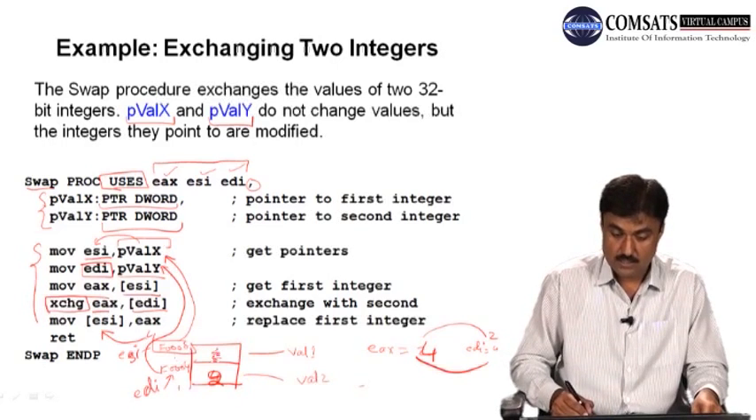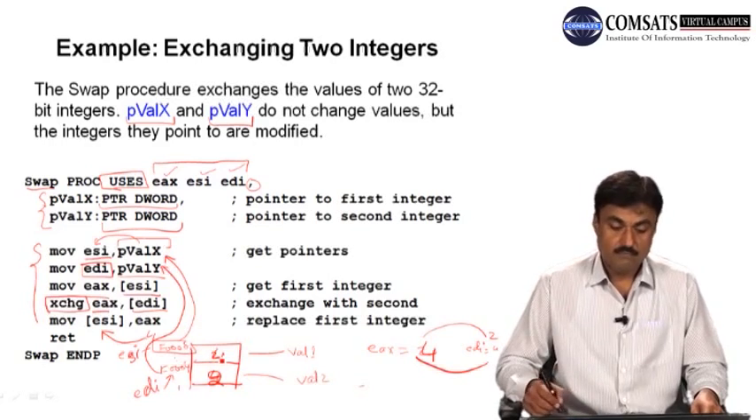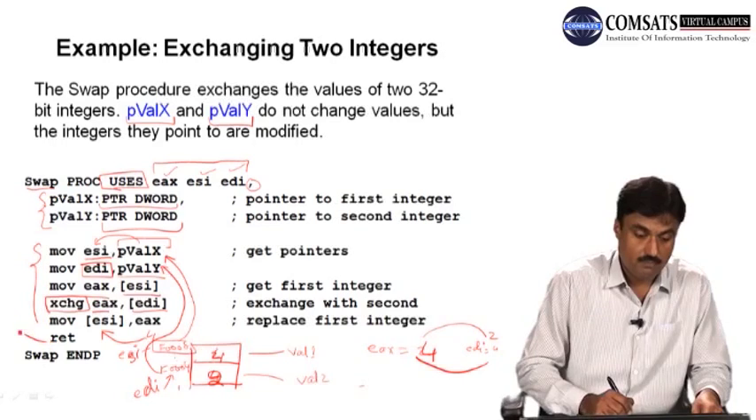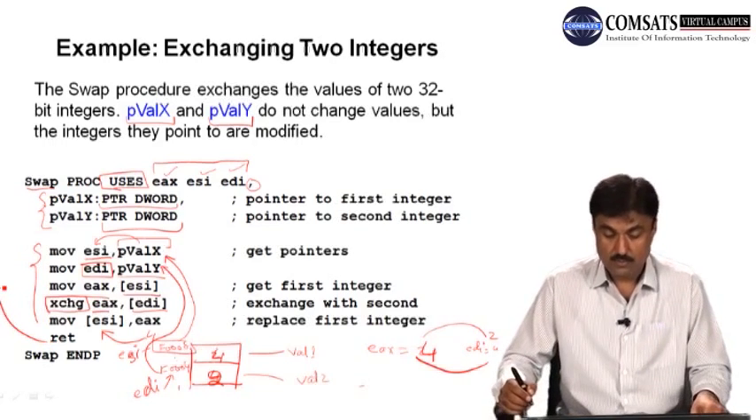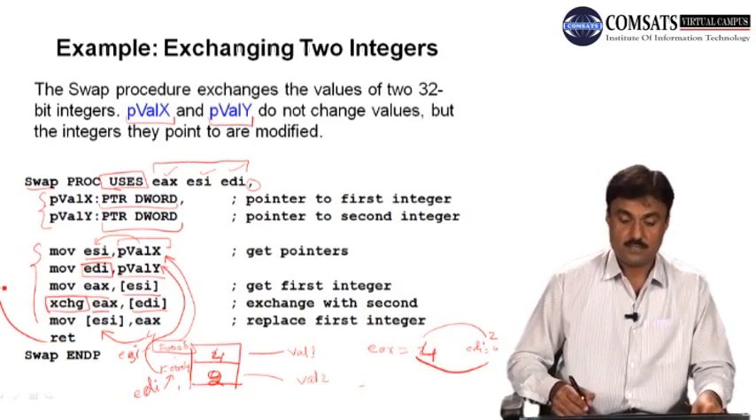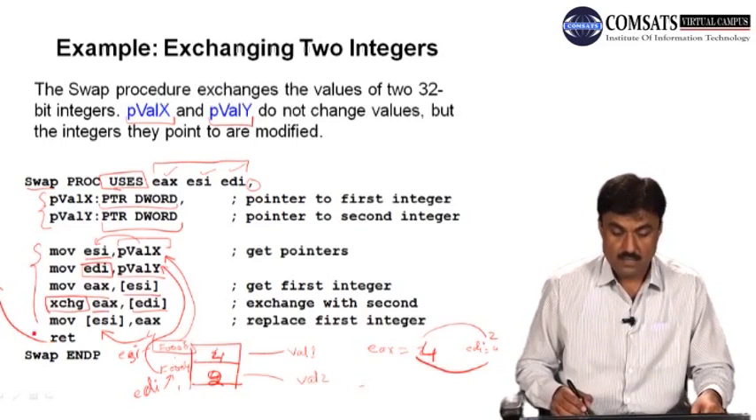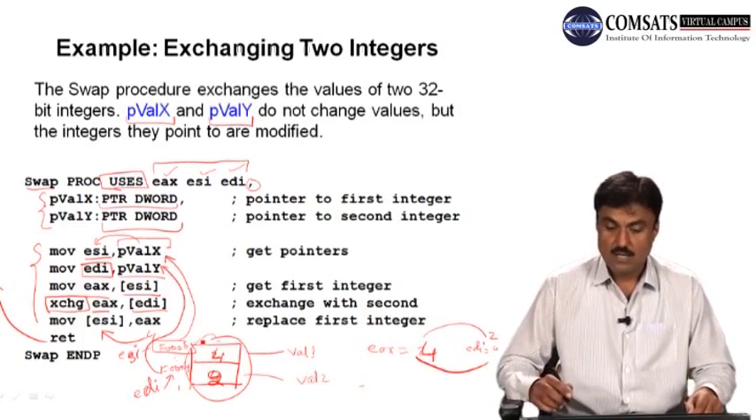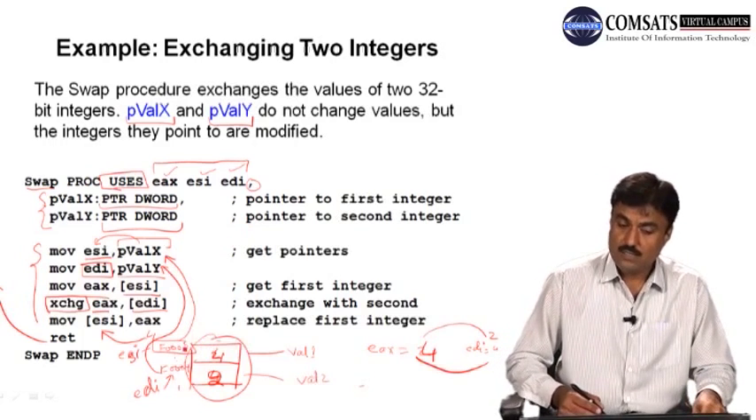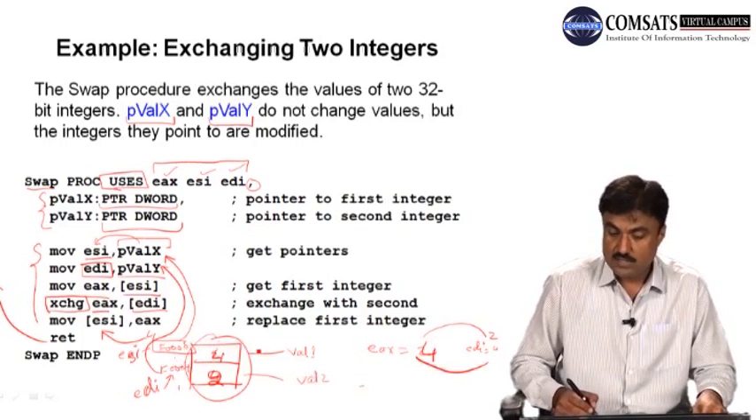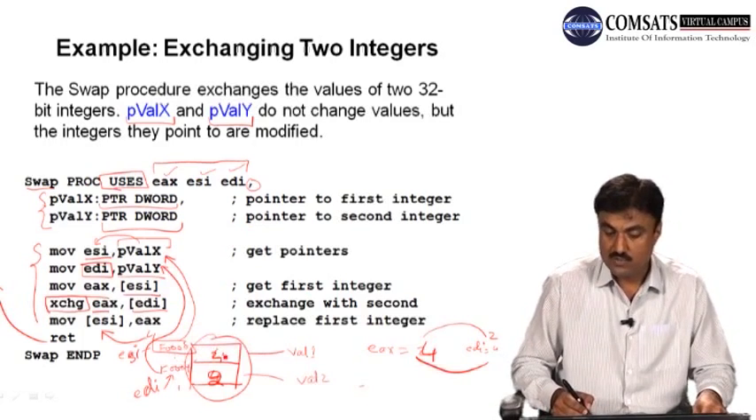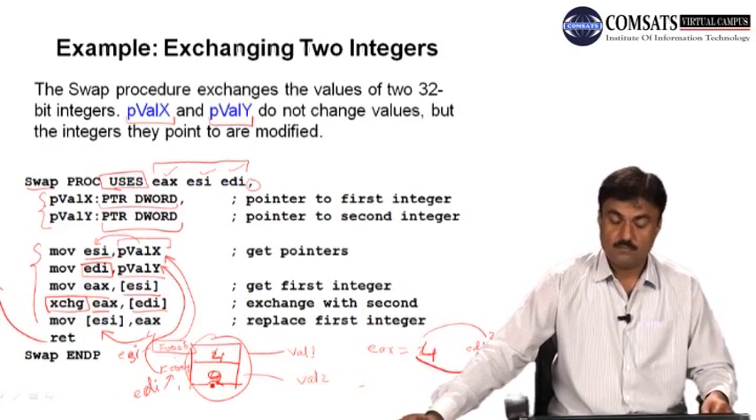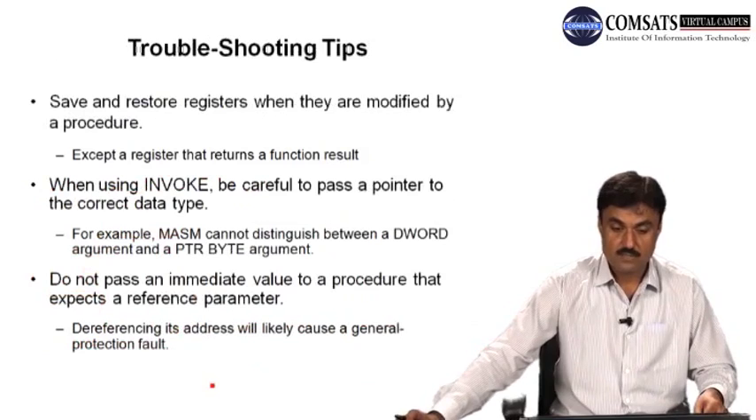So here ESI is pointing here, so 4 will be stored inside that location, and then we return back from this procedure. Now what will happen here, before returning, these 2 memory locations, their values are being swapped. If val 1 was pointing to this one, val 1's new value is equal to 4, and val 2's new value is equal to 2. So this is one way you can pass these parameters.